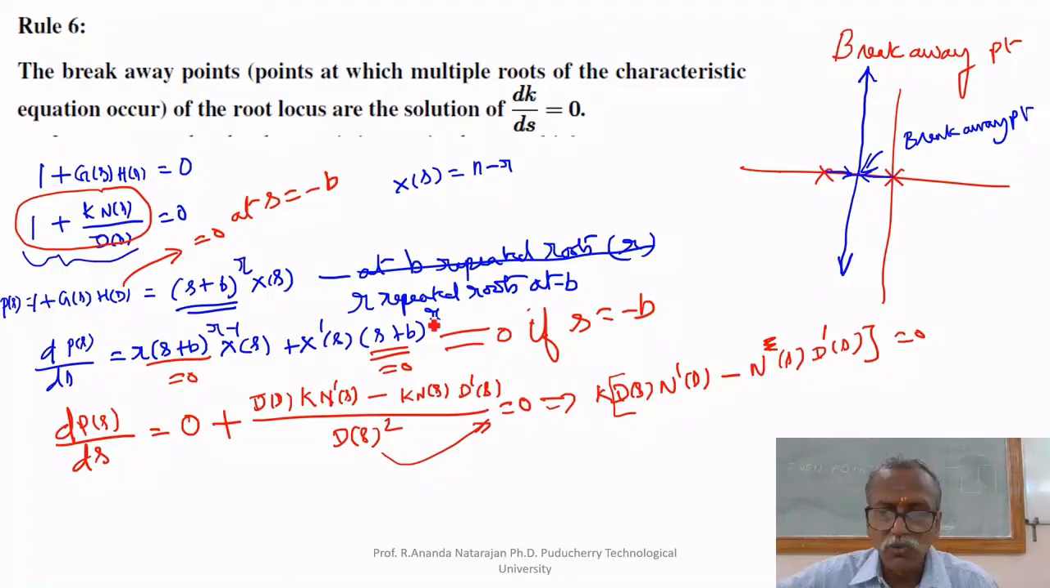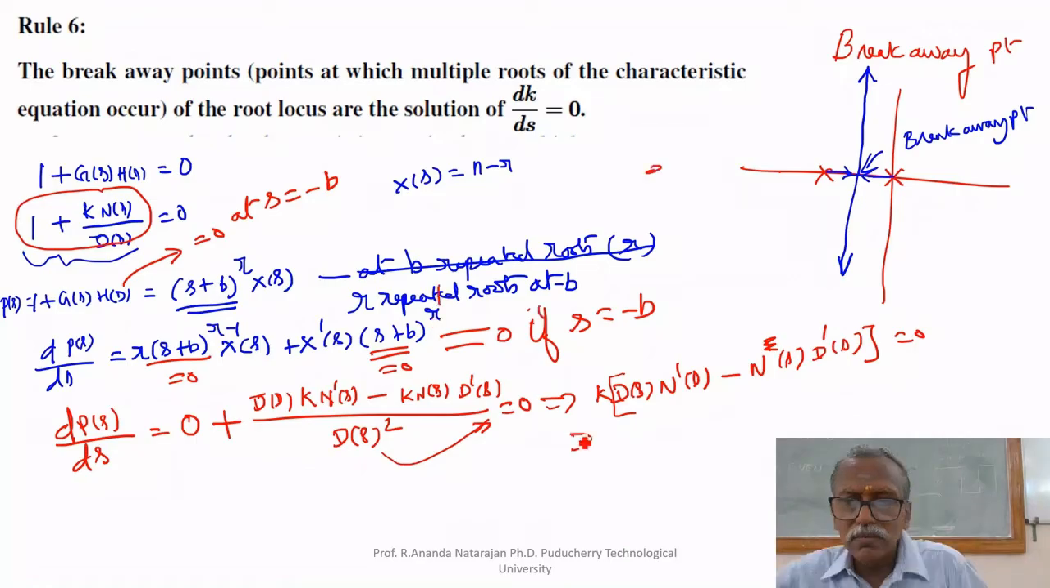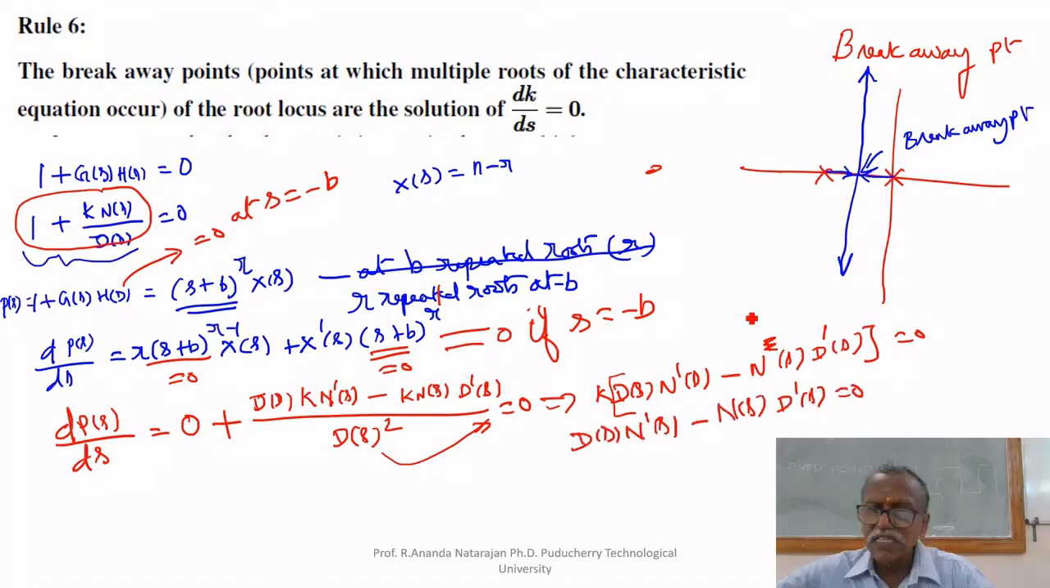To find repeated roots, what we have to do is find d of s multiplied by n dash of s minus n of s multiplied by d dash of s equal to 0. K is not equal to 0. Therefore, this is the condition to find repeated roots, because repeated roots are roots of dp by ds. So, the same condition can be obtained by dk by ds also.